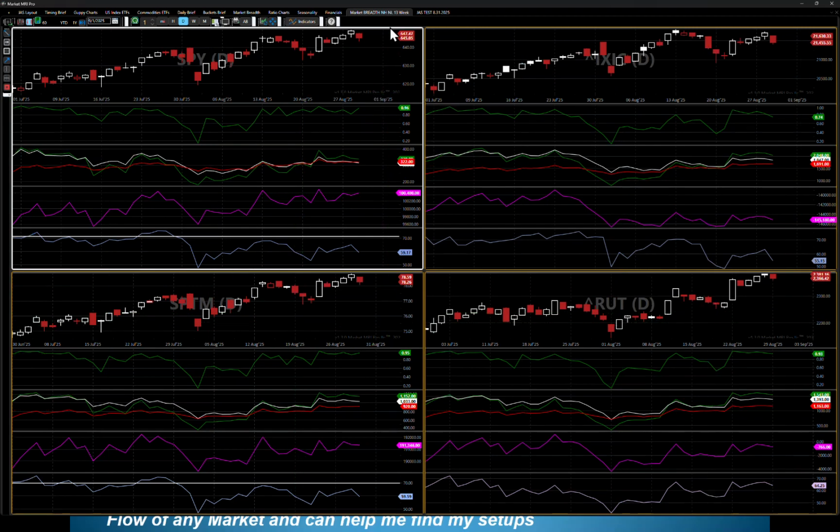So the first thing you should see when you look at this, and this is on a daily chart, is all of these big indexes are near their all-time highs. Ka-ching, ka-ching, ka-ching. The Russell is the one that's far away from its all-time high, but it's had a big move to get to where it's at. That's exciting.